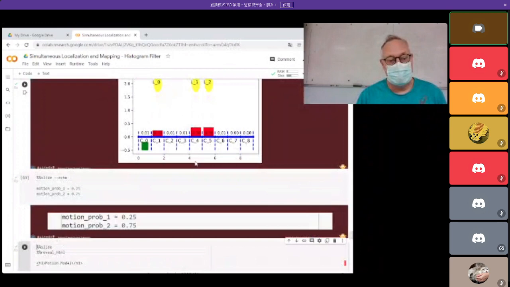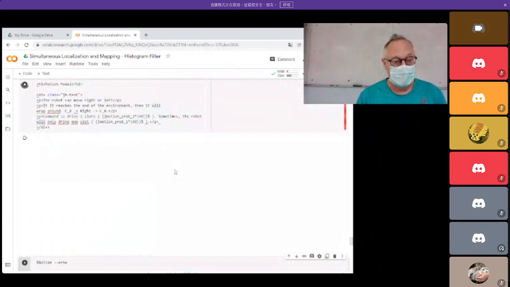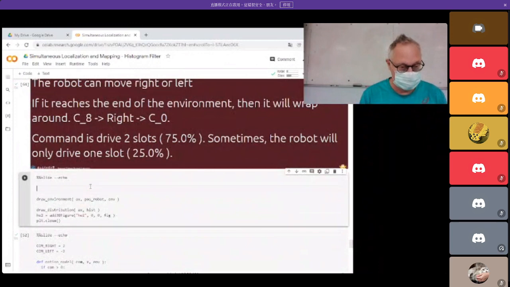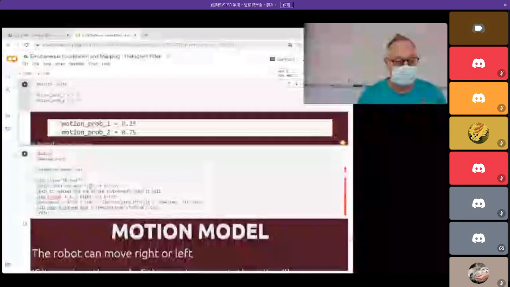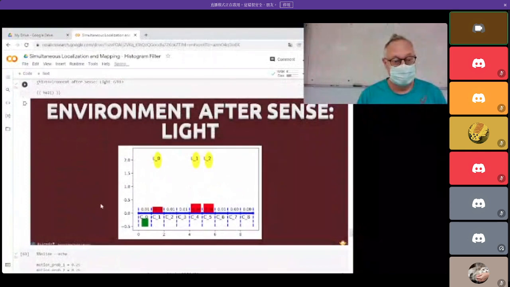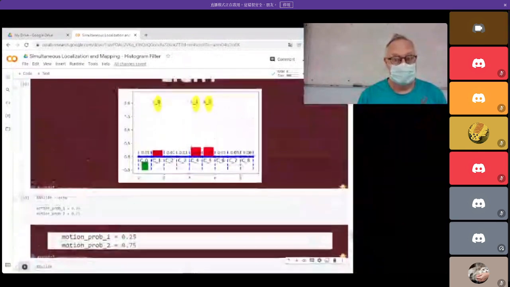So how should that picture change if I execute command right? If you take, basically, command run, the robot will move one or two steps, right? Correct, yes.